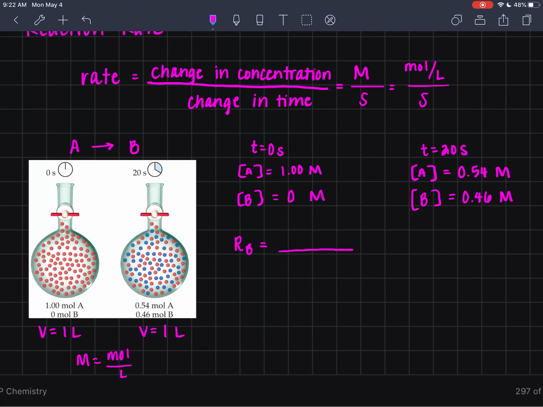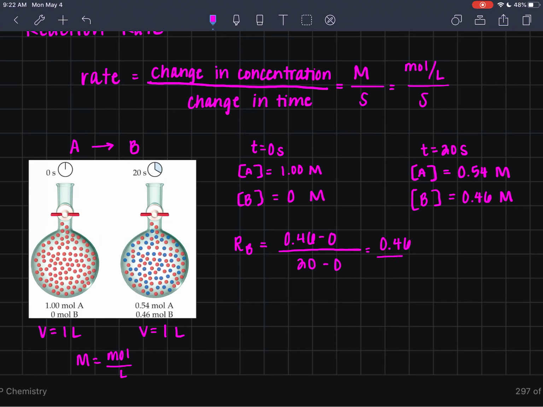So to figure out my rate in regards to B, I need to figure out how much my concentration of B changed. To find a change, we take our final value minus our initial value. And with time, we do the same thing: final time minus initial time.